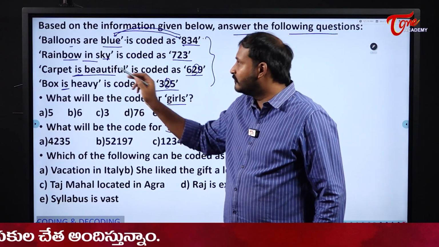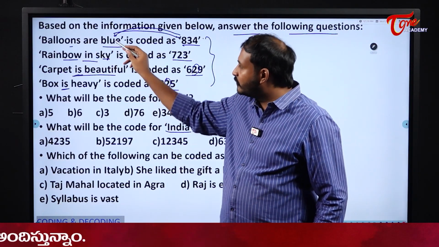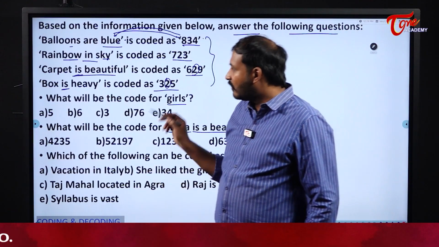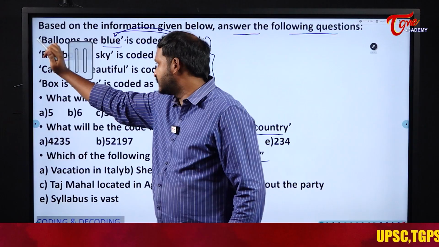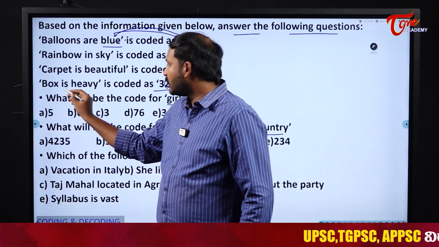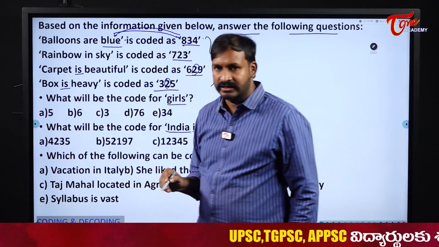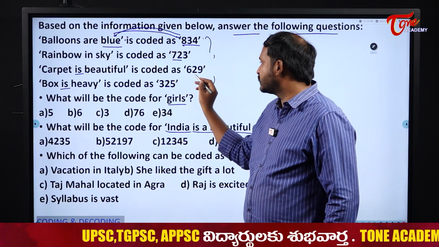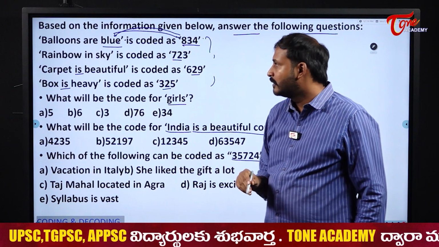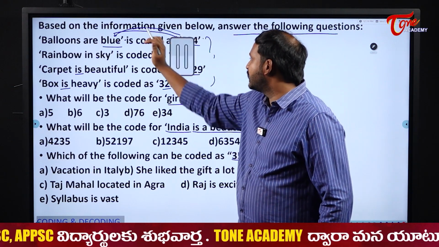Balloons are not at all used. R is also not at all used. Blue is also not at all used. The only thing which was used multiple times is what? The only one word is. Is was here and is was there. Now please observe carefully. Is coded as what here and here? What is the common thing here? 2 and 2. But the same 2 was there here also.